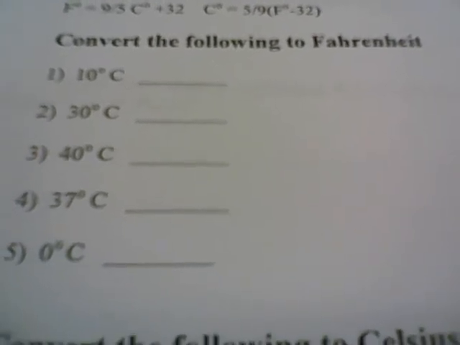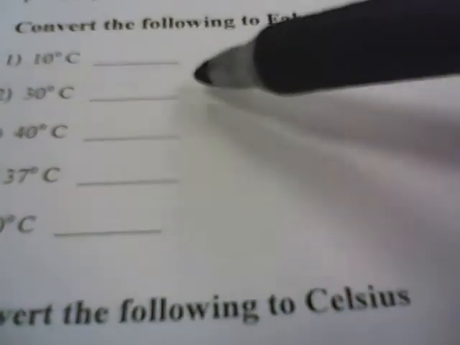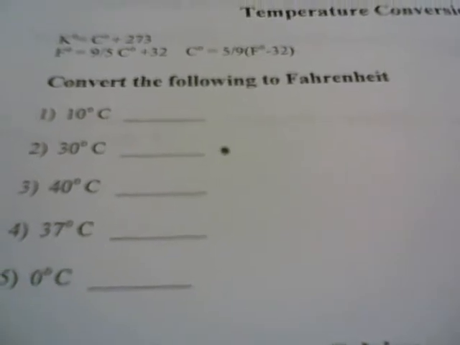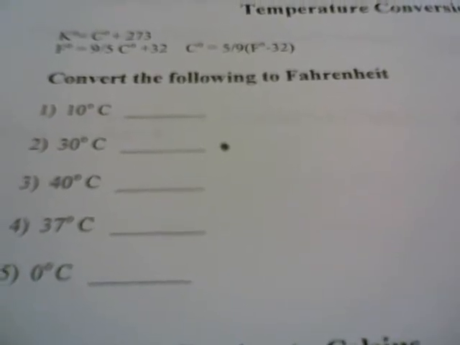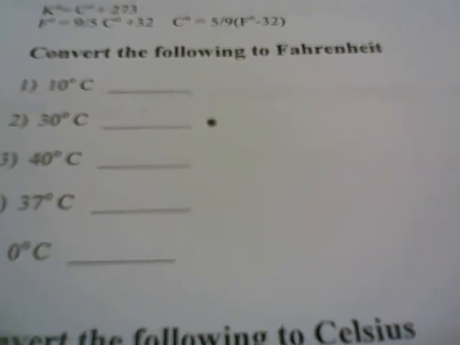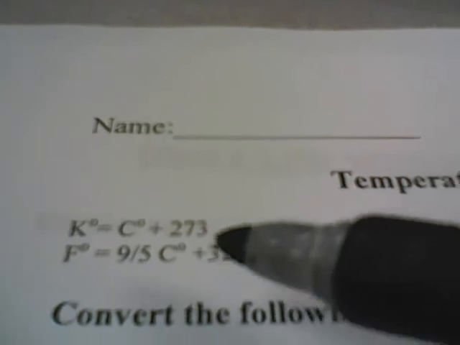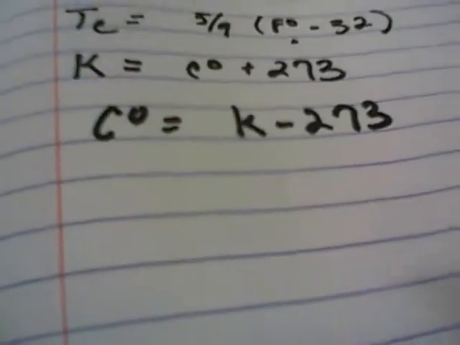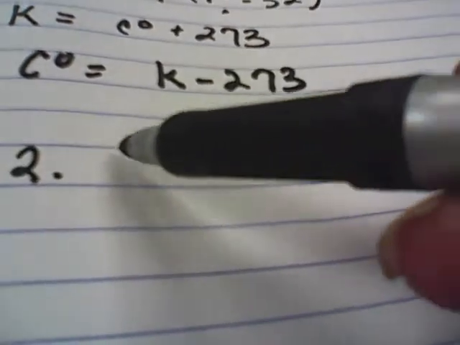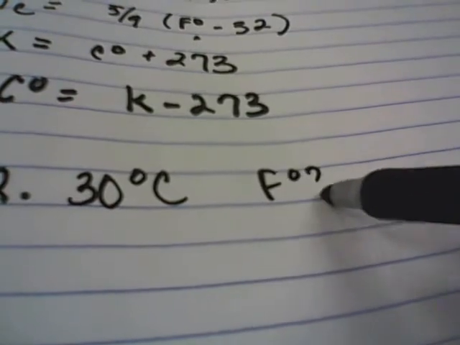So here, I think number 1 is easy. So we'll start with number 2 here. And so it says that we want to convert the following to Fahrenheit. So we are given 30 degrees Celsius. So if I want to convert to Fahrenheit and I'm given degrees Celsius, I must use this Fahrenheit equation. So let's move over to my sheet, and we'll say, starting with number 2, I'm given 30 degrees Celsius, and I want to know what is Fahrenheit.